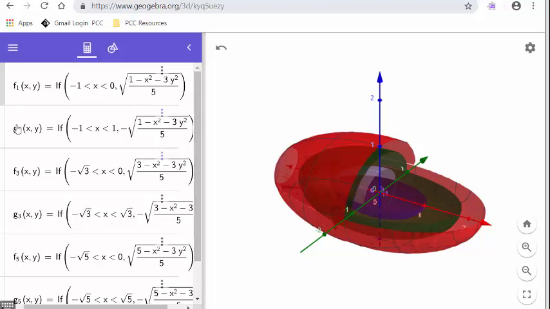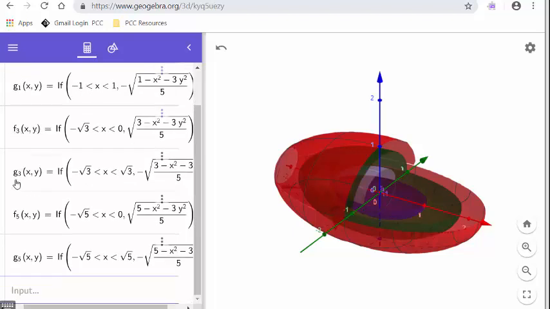Here these subscripts are telling us what the w value is. So f1 and g1 are the top and bottom halves of the ellipsoid for when w equals 1. When w equals 3, we have the top half and bottom half here. And when w equals 5, we have the top half and bottom half here. This gives us our concentric ellipsoids. These restrictions on the x values are to keep the top slice out, so that we can see into these shapes and see these concentric ellipsoids.